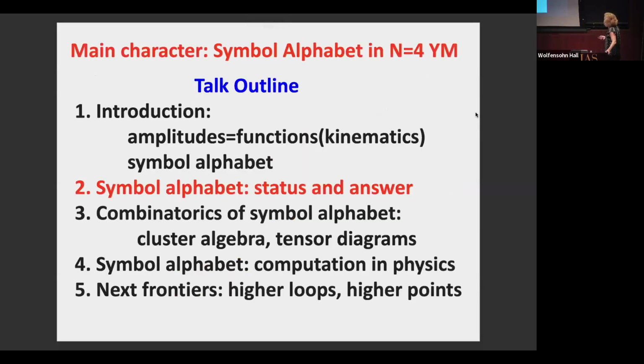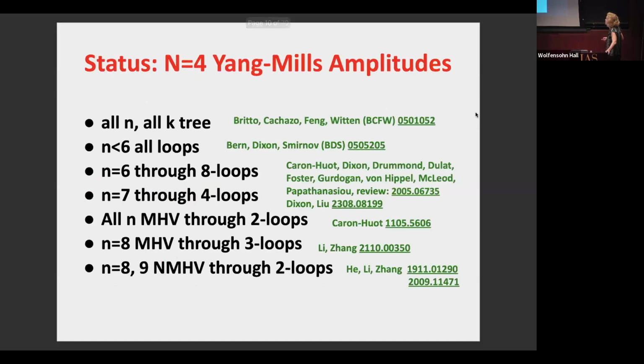Okay, so that concludes my introduction. So you learned that the amplitude is a function of kinematics, and you hopefully learned what the symbol alphabet is. So what's the status? Where do we stand in n equals 4? Some of this slide is for the amplitude, some of it is for the symbol. So let's remember our labeling.